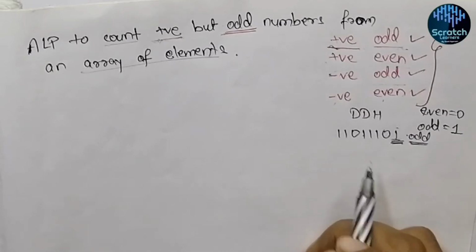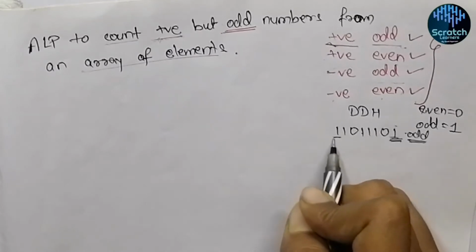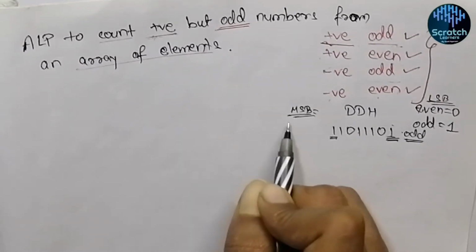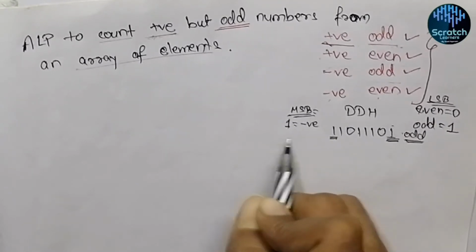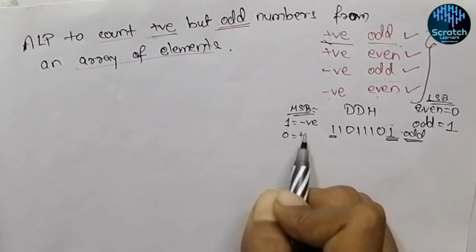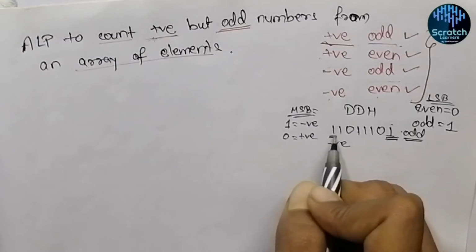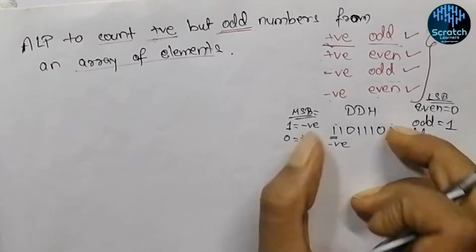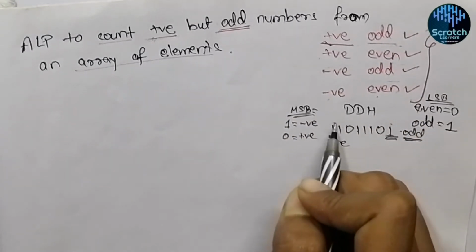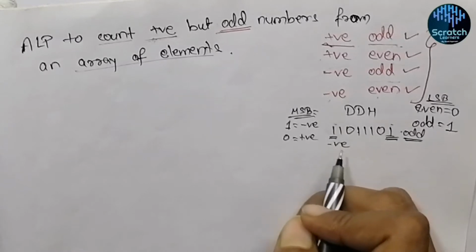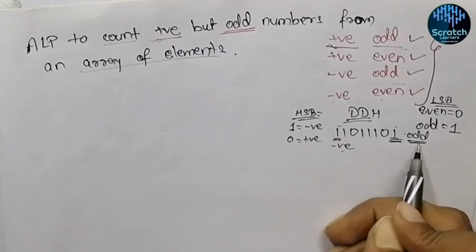Now how will we check whether this number is positive or negative? For that we check the most significant bit of the number. If the most significant bit is 1, the number is negative. But if the most significant bit is 0, the number is positive. Here you can see that this is a negative number. We check the most significant bit by rotating the data towards the left by 1 bit, so that this bit is stored in the carry flag, and we check the status of that carry flag. Hence, this data is negative but odd.